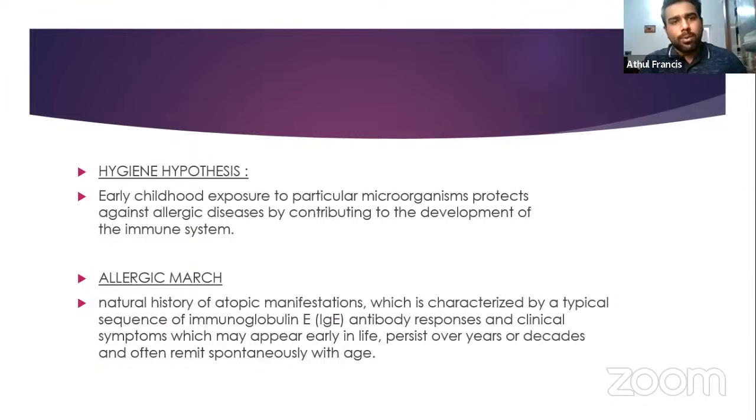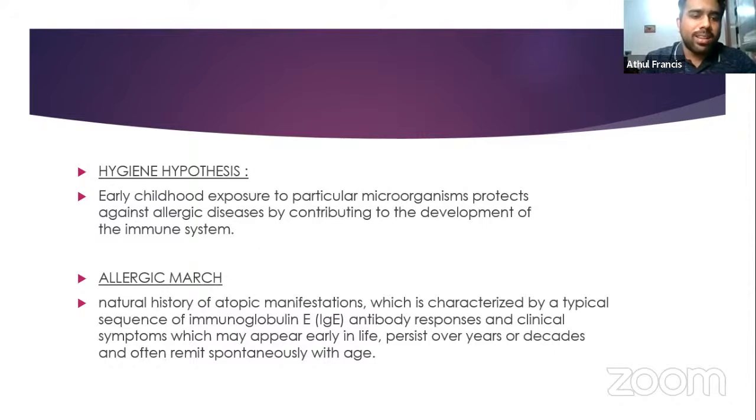So basically, if you get infections in childhood, you will develop immunity, and this immunity will help you in the future. That is what it states: early childhood exposure to particular organisms protects against allergic disease by contributing to the development of the immune system. As we know, most allergic asthma is due to a Th2 phenotype, and this is mainly because you have not been exposed to any infections at a younger age.